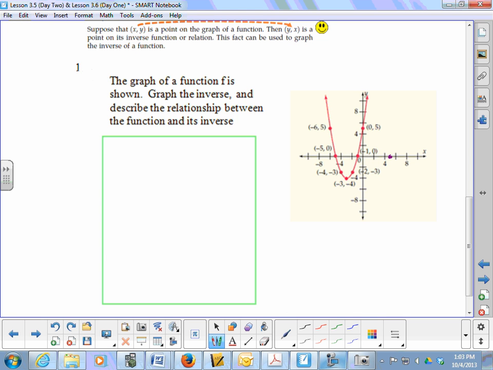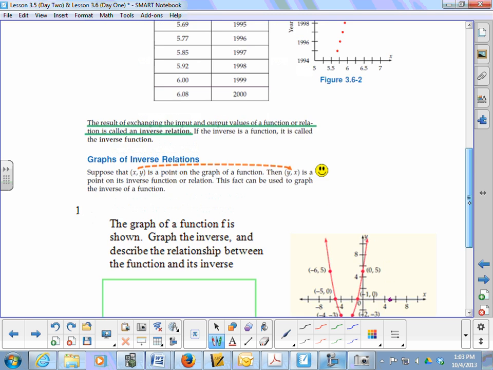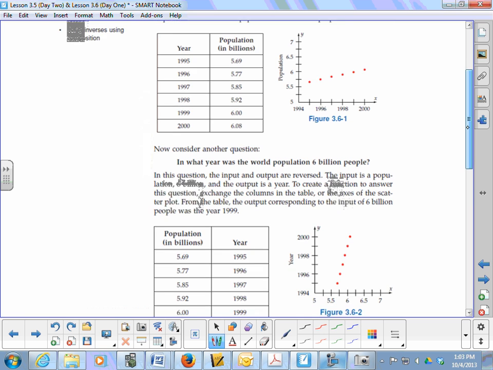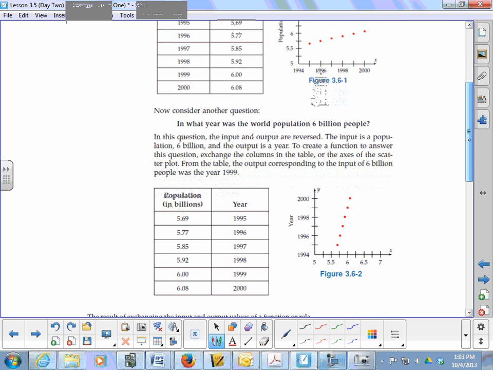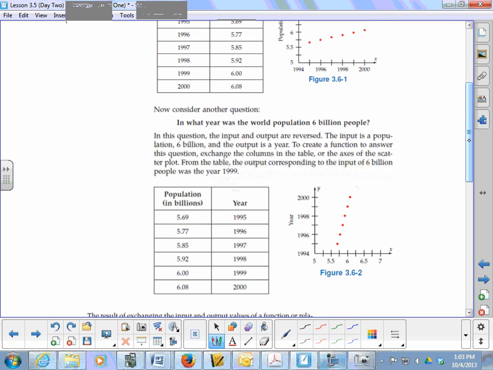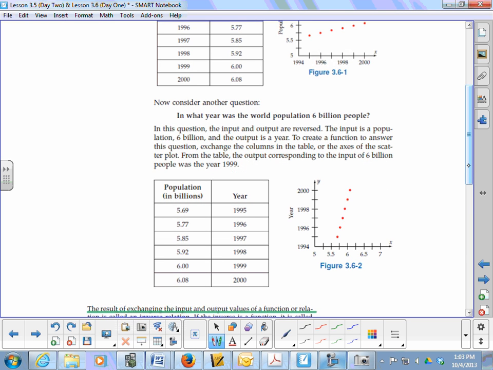So what exactly is the point? I don't understand why we have to make everything opposite. Because in a lot of situations when you solve things, it's easier to solve them when you've reversed the input and output values. Especially in a situation like this where your populations are numbers that are very large, it's much easier to work with them the other way when you're trying to find year instead of population.